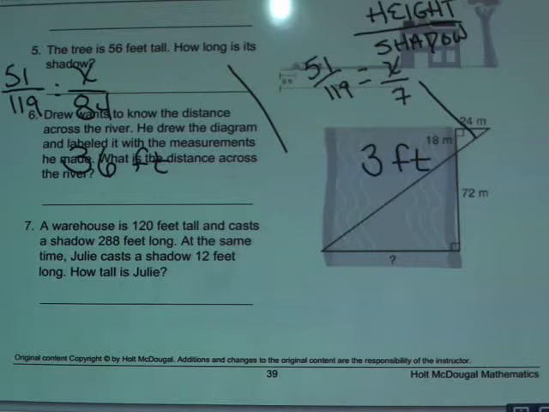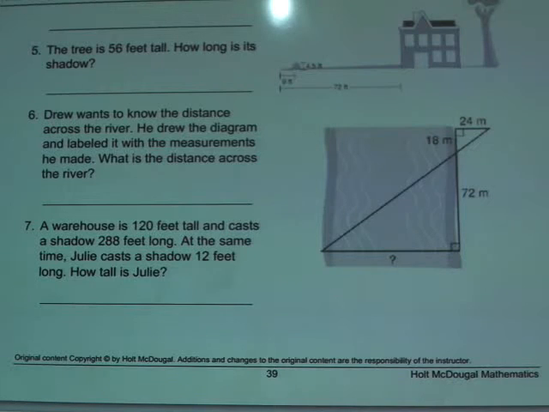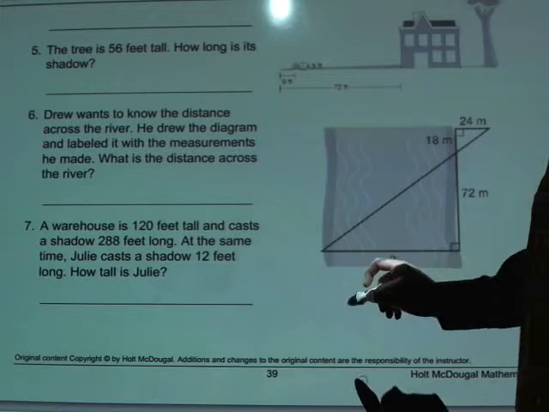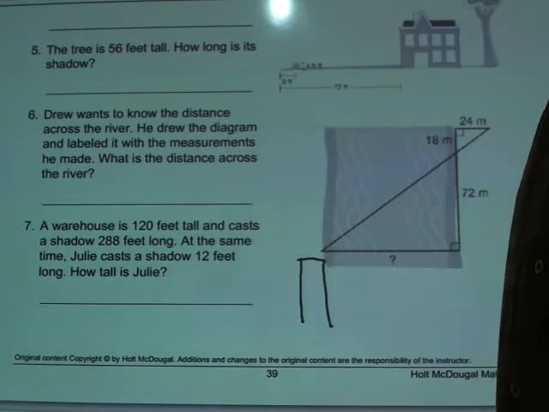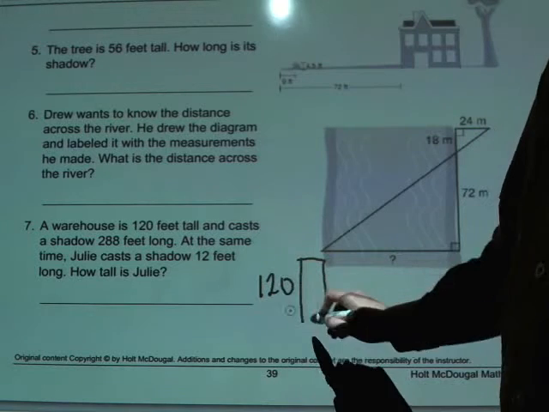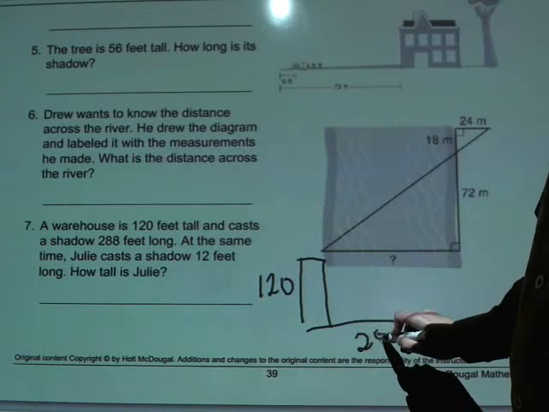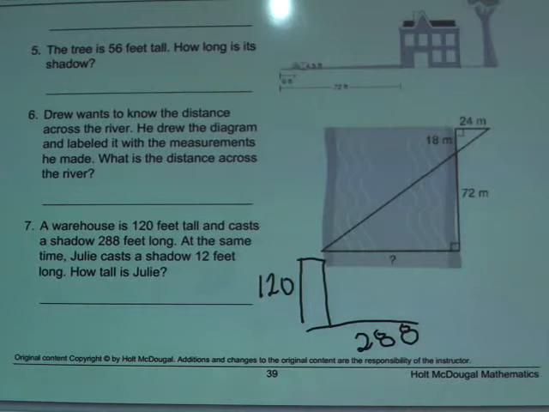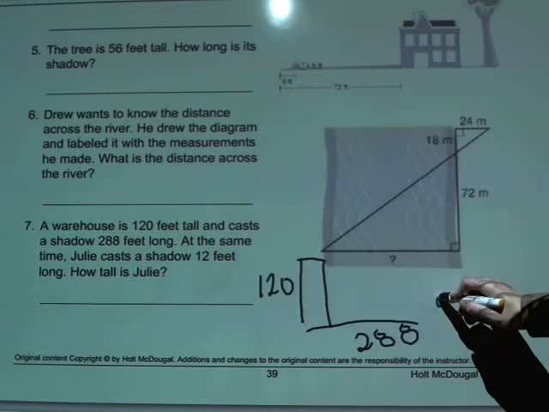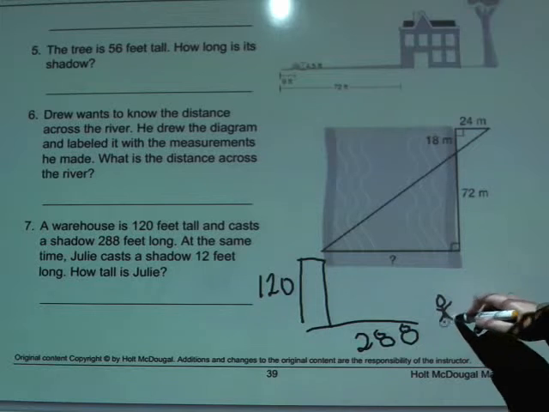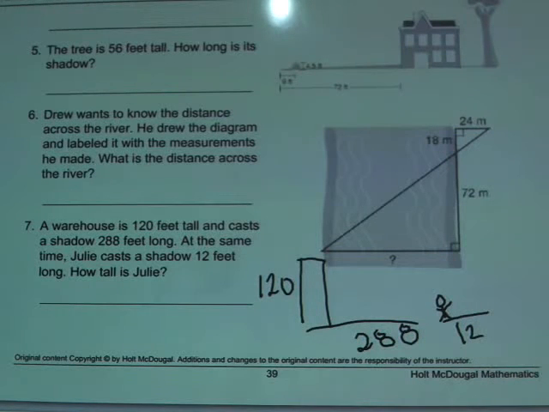All right, we'll conclude by looking at number 7. It says a warehouse is 120 feet tall, cast a shadow that's 288 feet long. At the same time, Julie casts a shadow that is 12 feet long. How tall is Julie? So a little drawing would be nice here. We've got a building that's 120 feet tall, and it's making a 288 foot long shadow. Then you've got Julie. Julie cast a shadow that is 12 feet long. And we're supposed to figure out how tall Julie is.